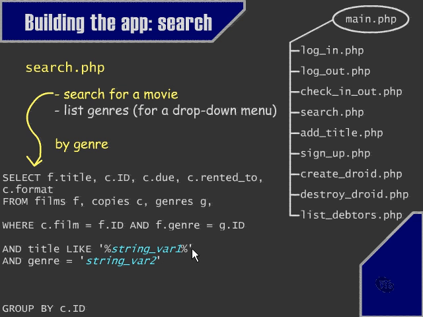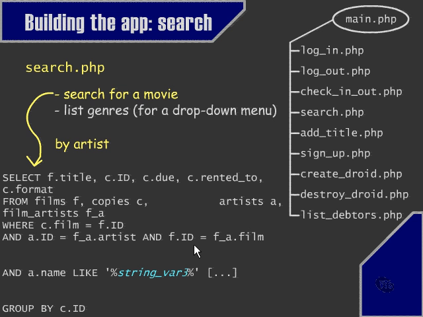We could also search by genre. This is actually showing a search for title and genre, but we could remove this line here and it would be a pure genre search. Here is another subsection of the query which shows that we're searching here on the films table, the copies table, the artists table, and the bridging film artists table.